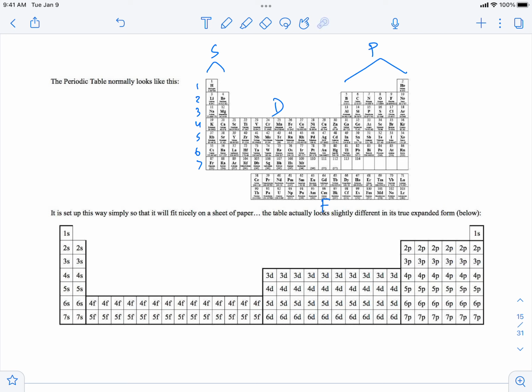Now, the periodic table that I hand out to you looks like this. And this is done out of convenience so that it fits better on an 8 by 11 sheet of paper. But the real periodic table looks like the one that's painted out in the hallway that looks like this.